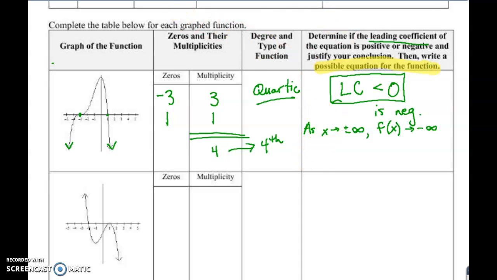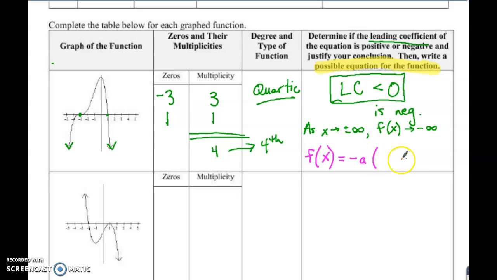Let me change colors to really emphasize this, because I think this is new for you. I'm not sure if you did this ever in Algebra 2. But all I'm expecting you to do is piece everything together. So use the fact that we have a negative leading coefficient. Now I don't know what that leading coefficient is, so I just want you to write negative a, kind of like an ax squared plus bx plus c.